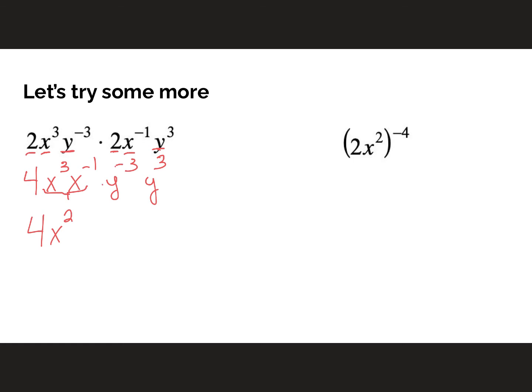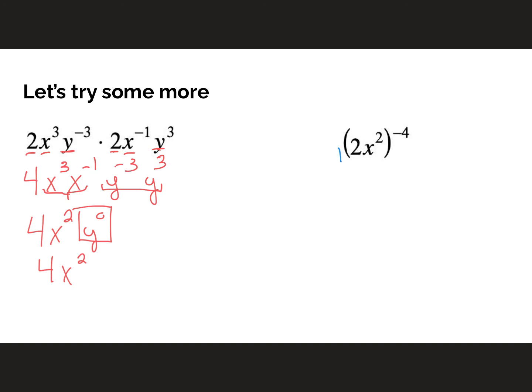Try that again. Over here, I have y to the negative 3rd times y to the 3rd. Again, I'm going to add those exponents. Negative 3 plus 3 is 0. So that gives me y to the 0 power. But wait. We said that anything to the 0 power is what? It's 1. Well, if this becomes 1, we're just going to not write it because we don't write times 1. So this just becomes 4x squared.